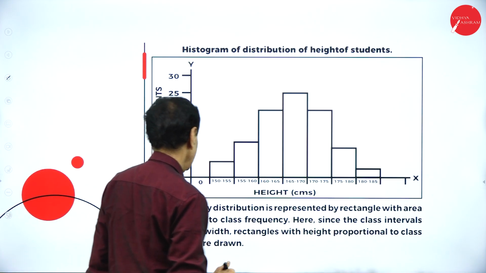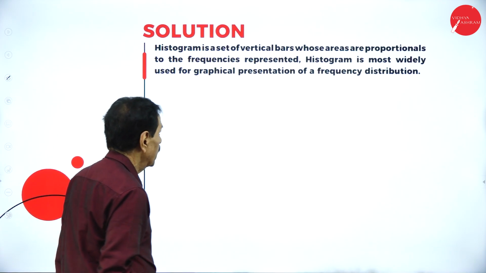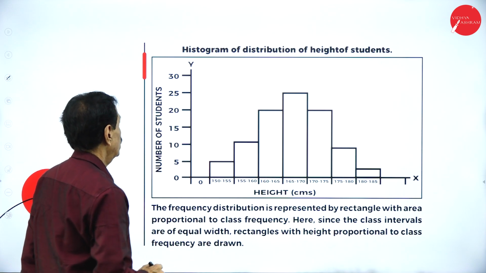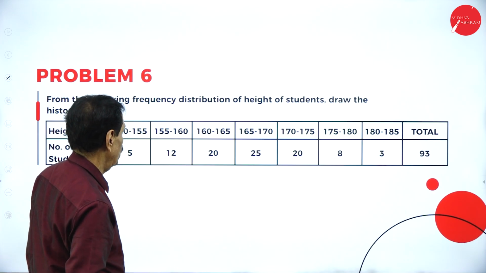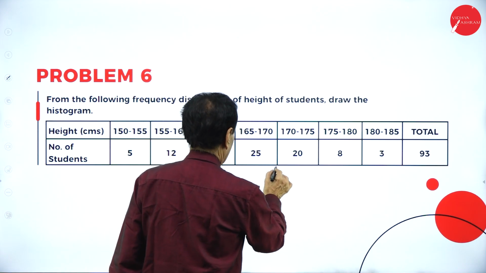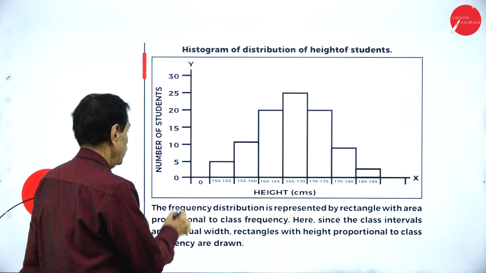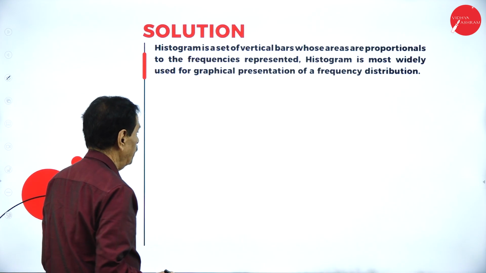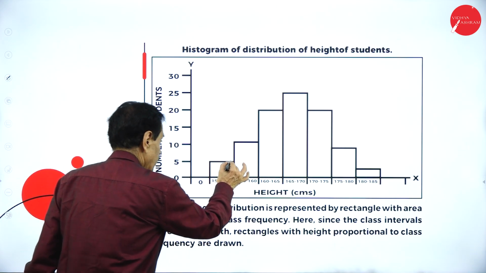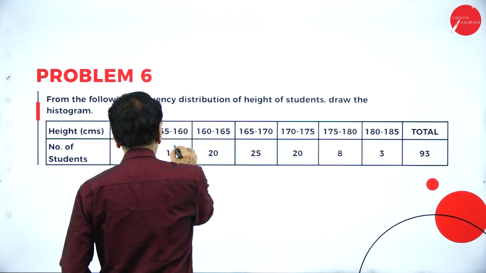Here the problem: height, 150 to 155, 155. Now what is the highest you have got? The highest is around 25. Highest is 25 only. We have made it to 30. Highest is 28. First one, 150 to 155, the frequency is 5. You make the mark for 5. Add this, add this. 155 to 160, 12.